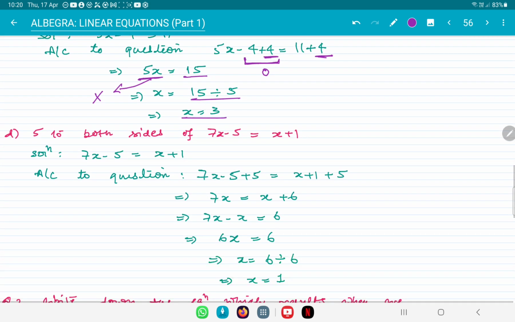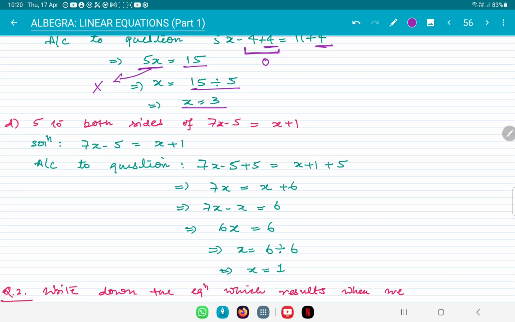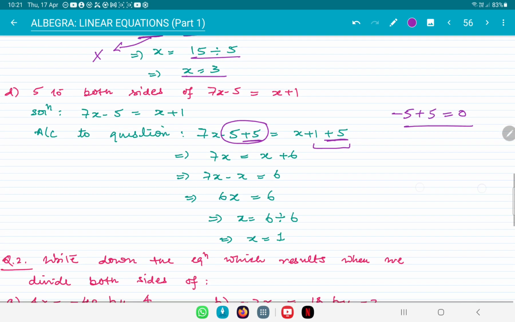Next, add 5 to both sides of 7x minus 5 is equal to x plus 1. So we are adding plus 5 on both sides. This will become 0, because minus 5 plus 5 is 0, since they are opposite to each other. But here it will be added to 1, so we get x plus 6.